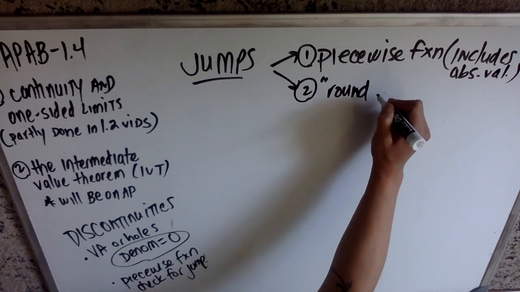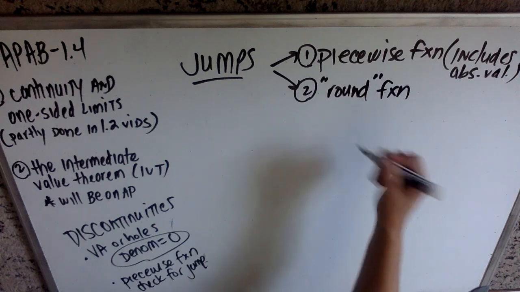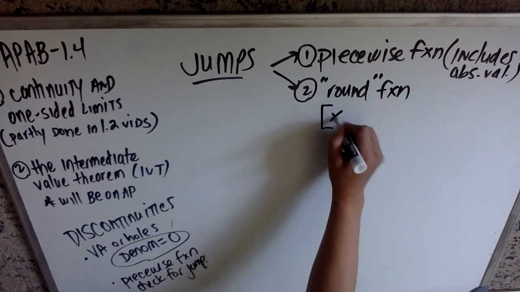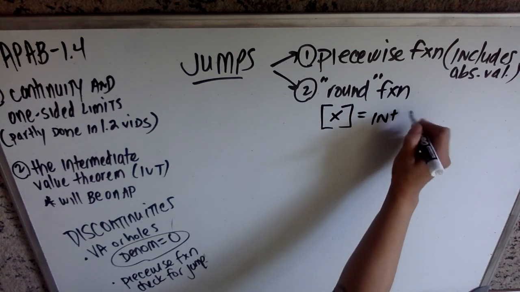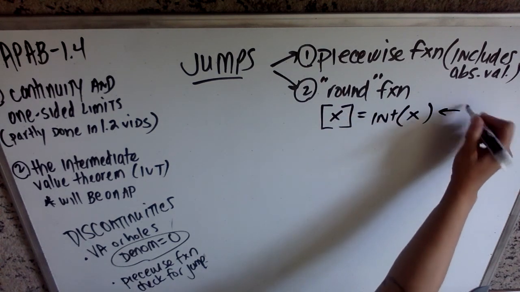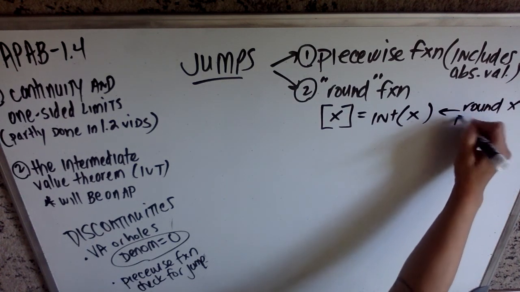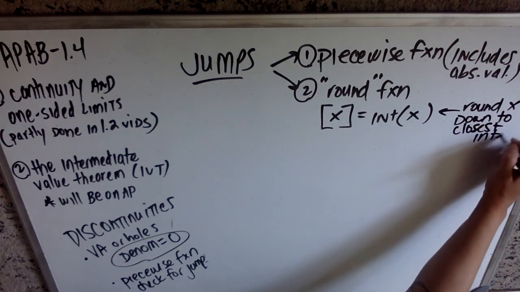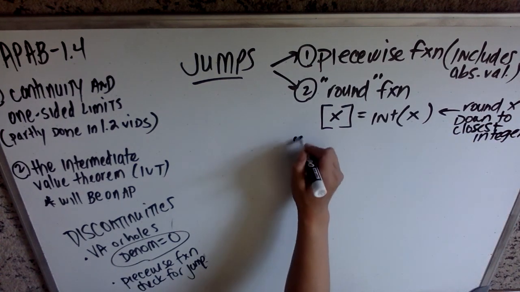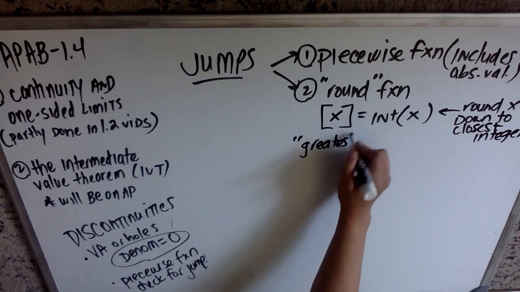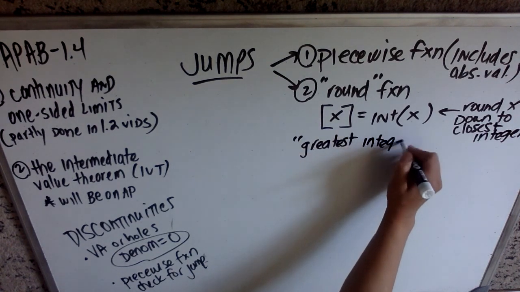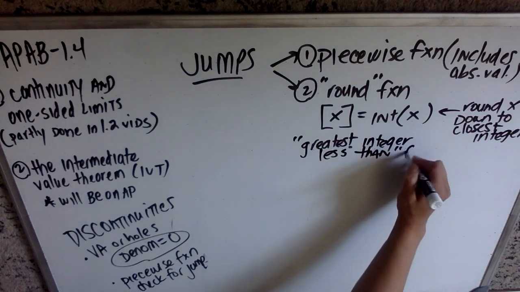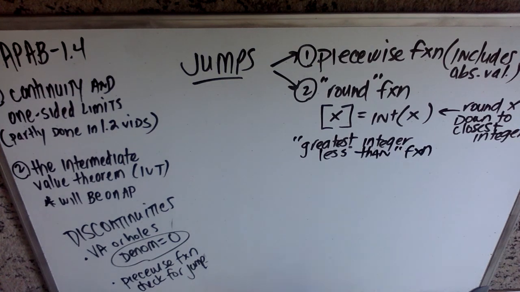And the second big way you're going to see it is what I'm going to call the round down. So we're going to say rounding functions. You've seen this also in Algebra 2 in all likelihood. So these brackets, right, or in your calculator, it's called int, okay? What this means is round x down to the closest integer. So it's actually called the greatest integer less than function, which is a ridiculous mouthful, which is why we don't feel like saying that, okay?